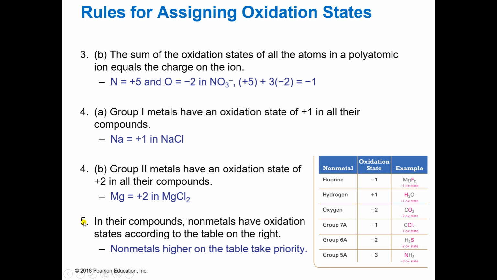Rule number 5 here is important. In their compounds, nonmetals have oxidation states according to the table on the right. So the positioning of the nonmetal is important. You can memorize this, but just know that you can also just do the math. The more electronegative the element, the higher its ability to have the negative oxidation number.